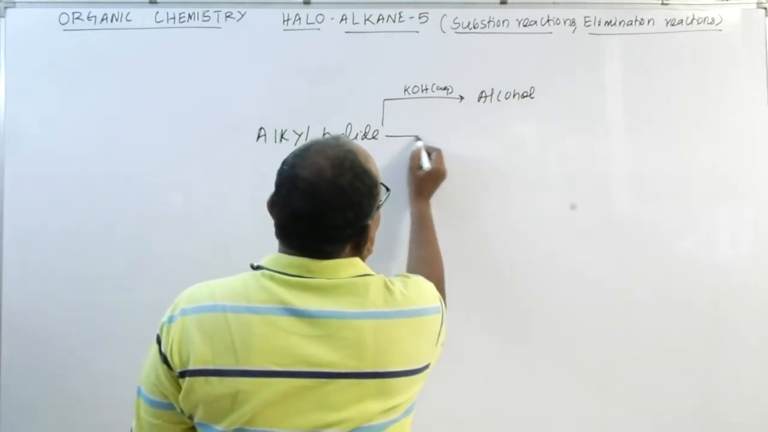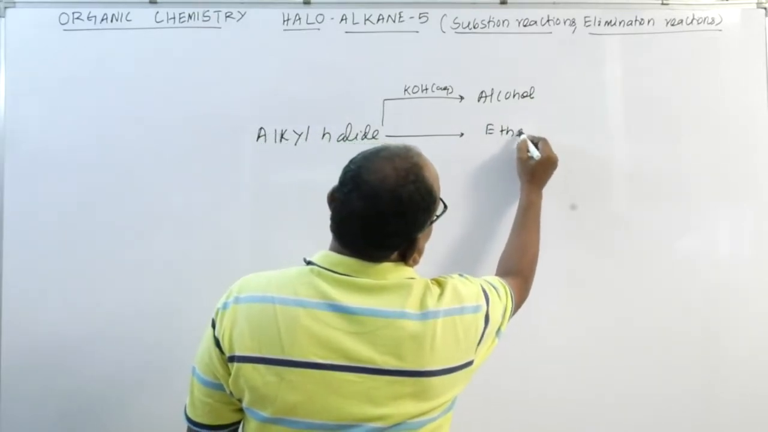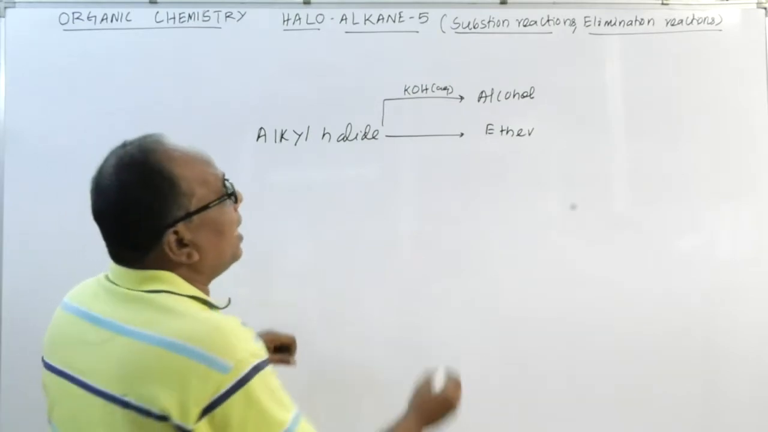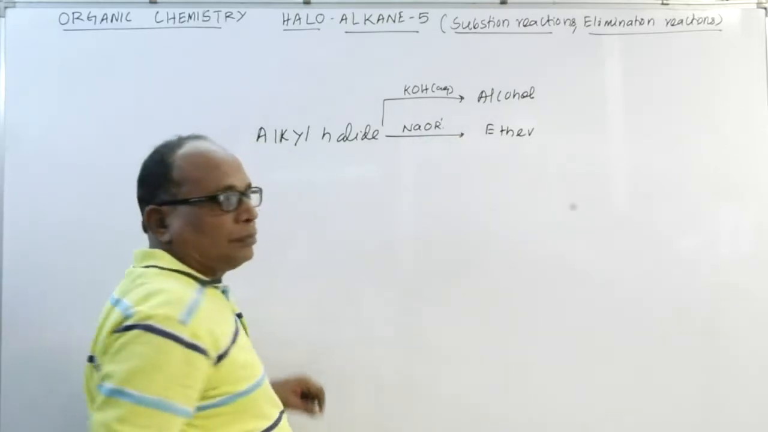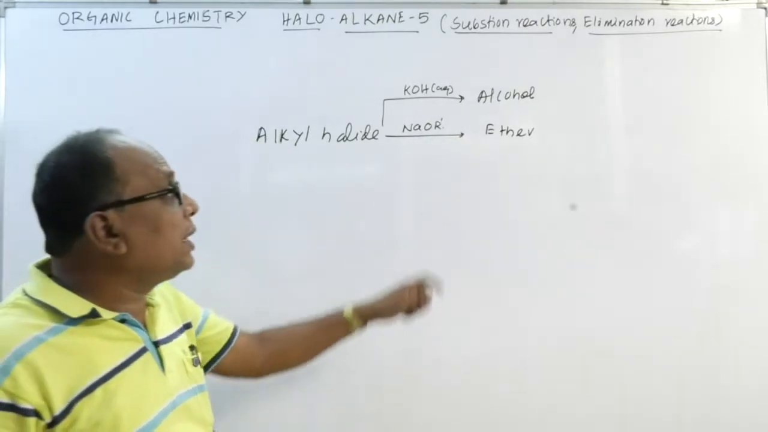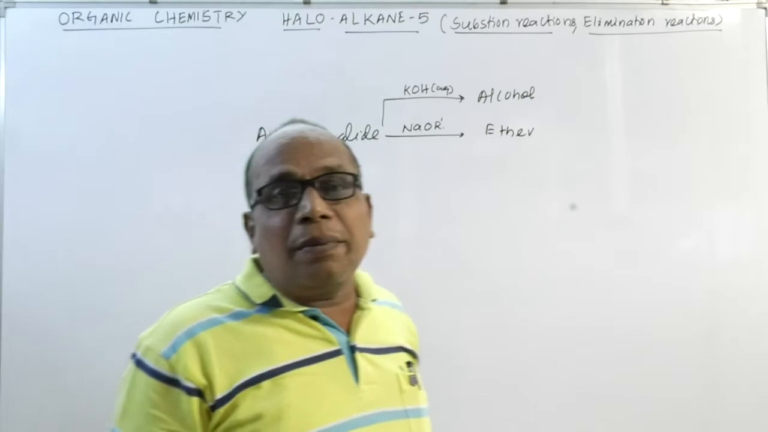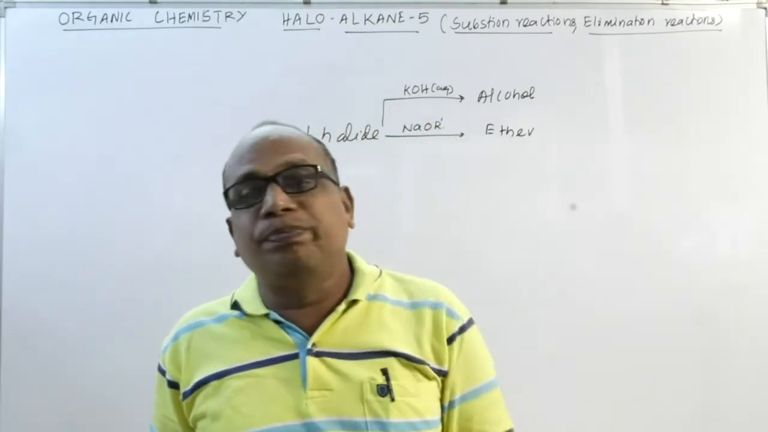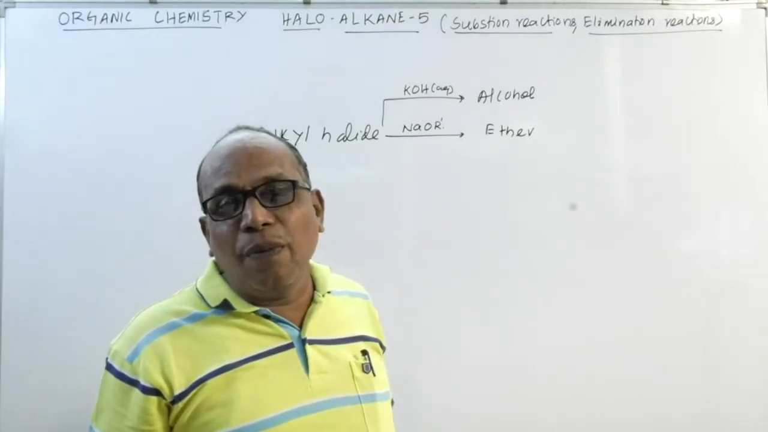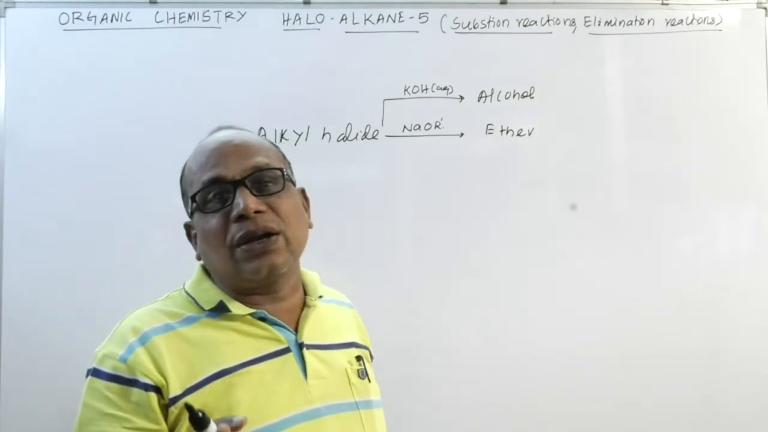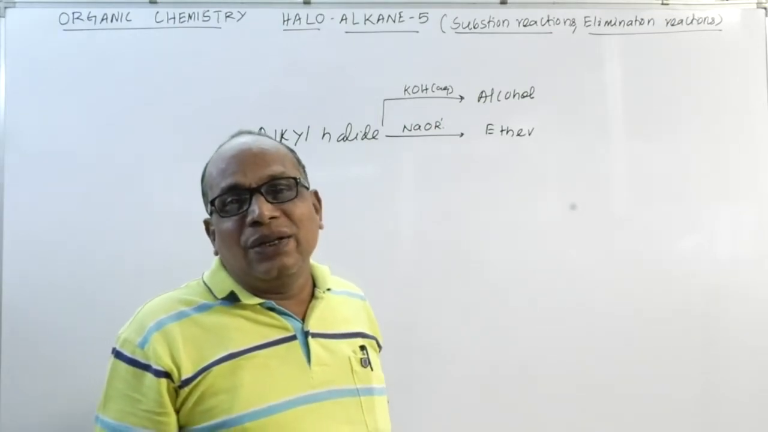Alkyl halide can be converted into ether by the action of sodium alkoxide. In NaOH, the hydroxide, when the hydrogen atom is substituted by an alkyl group, you get alkoxide. Sodium alkoxide means if R is a methyl group, then you get sodium methoxide, sodium ethoxide, sodium propoxide, like this.